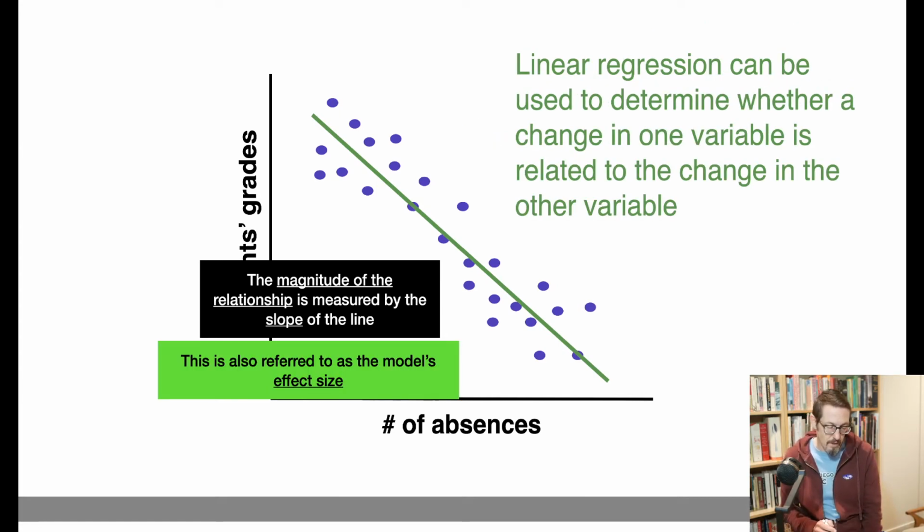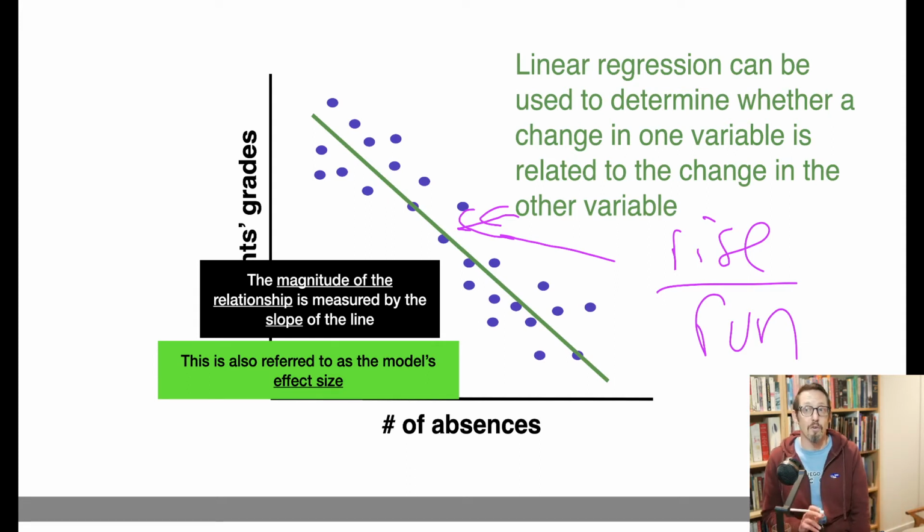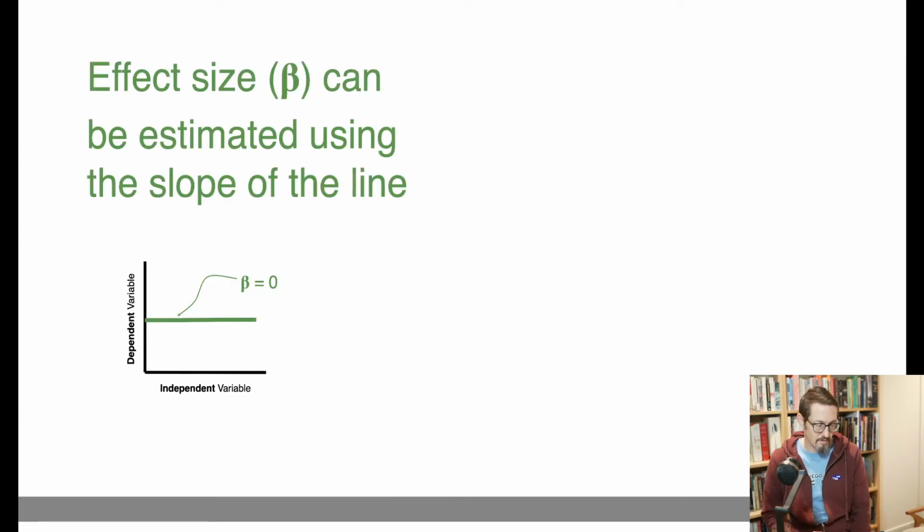So this magnitude of the effect, this effect size, is determined by the slope of the line. Rise over run, for those of you who remember your high school geometry. The slope of the line is a measure of the model's effect size. So this effect size can be estimated, as we said, using the slope of the line. In this case, nobody cares about that relationship. We don't care about the independent variable in that case.